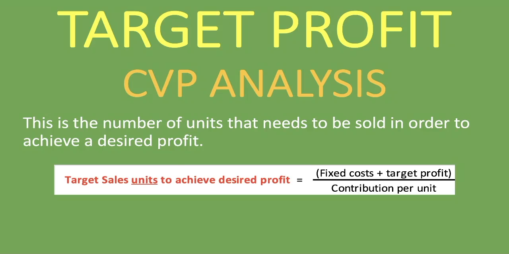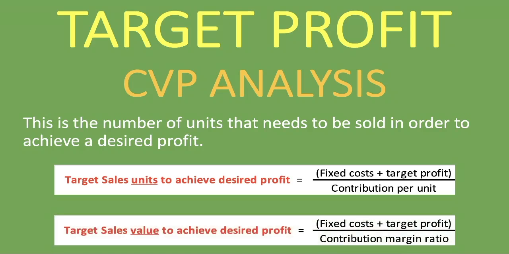What about calculating the sales value or the sales in dollars or in rands that needs to be sold to achieve a desired or the target profit? Well, here's the formula. You take the fixed costs plus the target profit divided by the contribution margin ratio, and that will give you the target sales value to achieve desired profit, or the sales value that you need to make in order to achieve the desired profit.